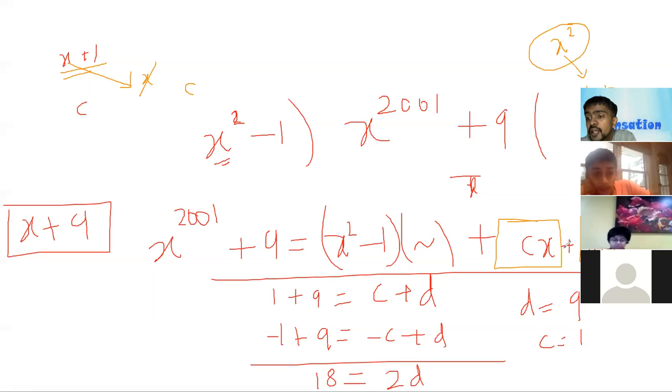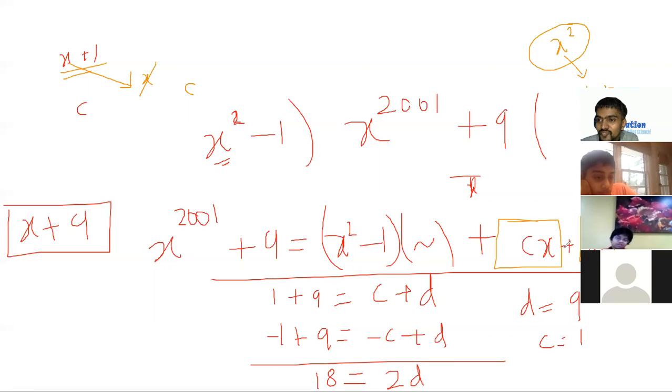What is a polynomial with degree 1? Any cx plus d. What is c? Some coefficient of x. What is d? The constant. Now we are hunting for the c and the d. How are we hunting for the c and the d? By putting 1 and by putting minus 1, I'm getting 2 equations. I need to find 2 variables.